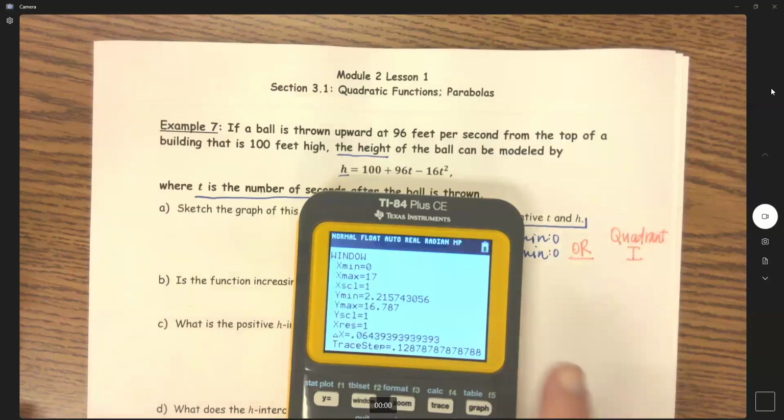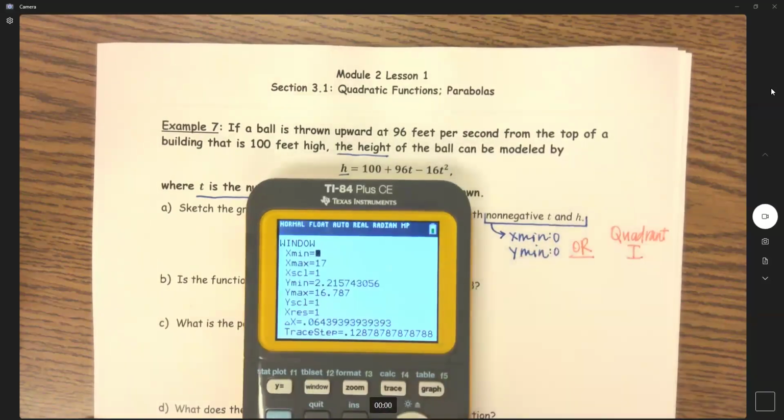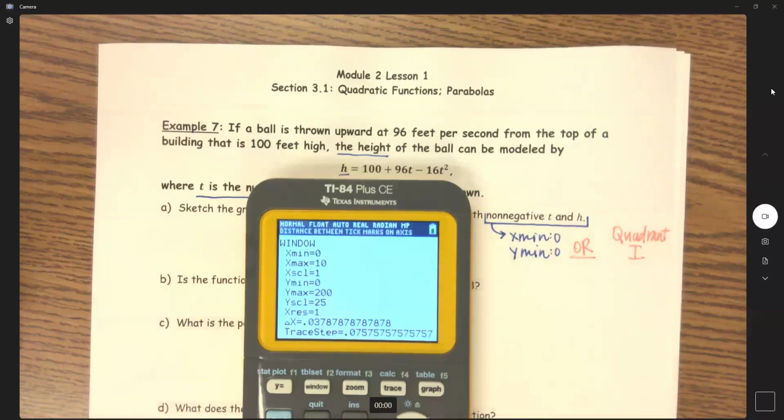And then in my window, my x min is 0. Now I don't know what an x max should be. It doesn't tell me that information, so we just have to guess it. I'm going to put in 10. I don't think this ball will be up in the air for more than 10 seconds. Scale of 100 is good. My y min needs to be 0. And then y max, we're throwing it off a 100-foot building, I don't think it's going to go more than twice that, so I'll go 200. I'll make that a scale of 25, but scale's not really important. And I'm going to hit graph.